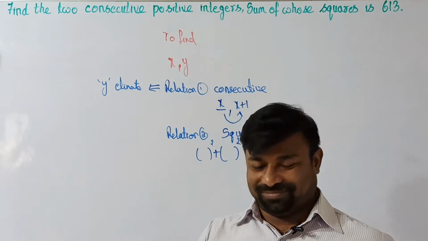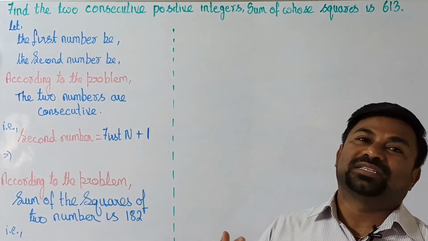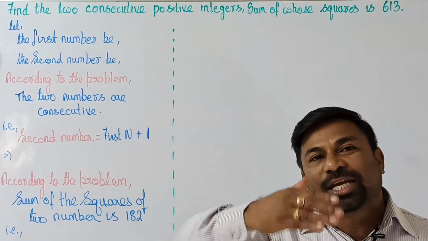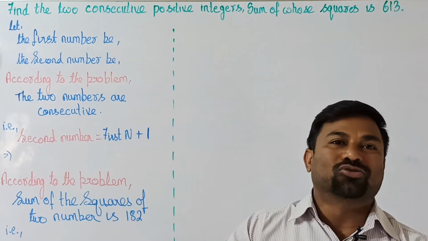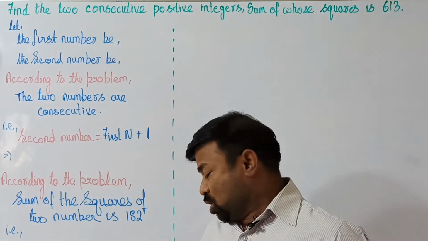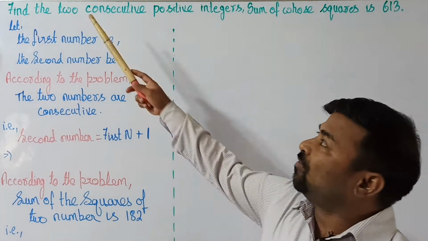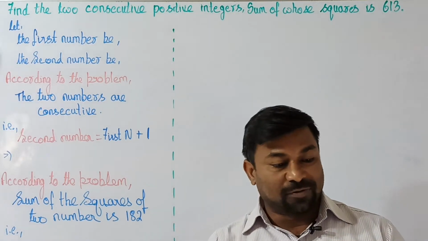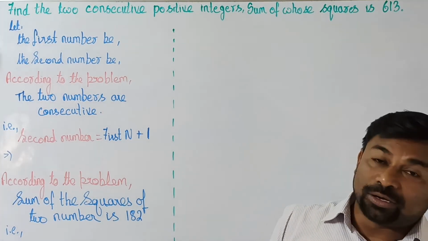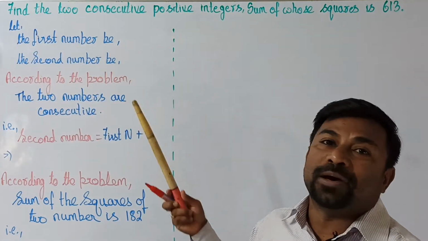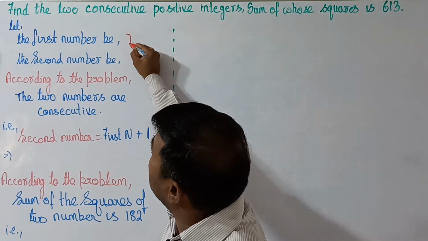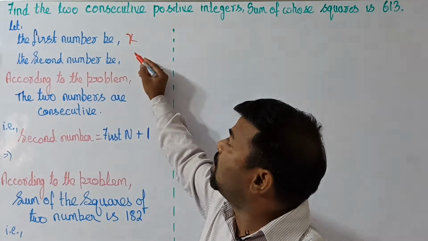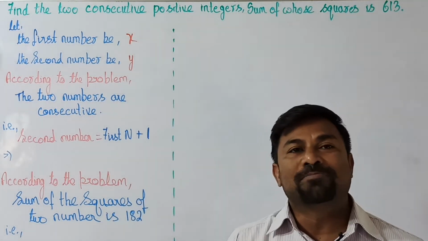After explaining the logic of the sum, let's get back to the systematic procedure of how to write the sum and get the answers. He has asked us to find the two numbers, and we don't know what they are. So let the first number be x and the second number be y.